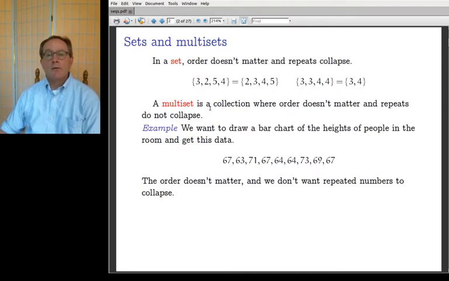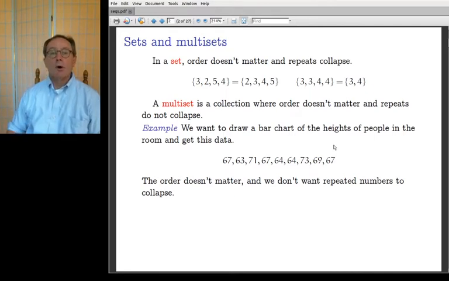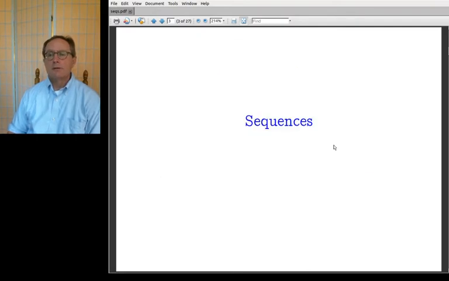And an example where repeats do not collapse is, suppose you want to draw a bar chart of the heights of people in the room. So you go around the room, you measure people's heights, and some people have the same height as other people, 67, 67, 67. You don't want those to go away. So you want to keep repeats. On the other hand, the order doesn't matter. There's no particular order to this data set. I just happen to go left to right in the room. So order doesn't matter, but repeats do not collapse. Okay, so that's called a multiset, sometimes called a bag in artificial intelligence, although I think the term multiset is getting to be pretty universal at this point.